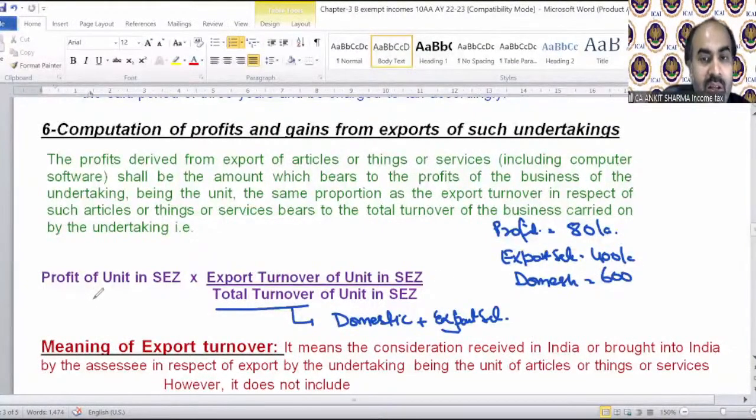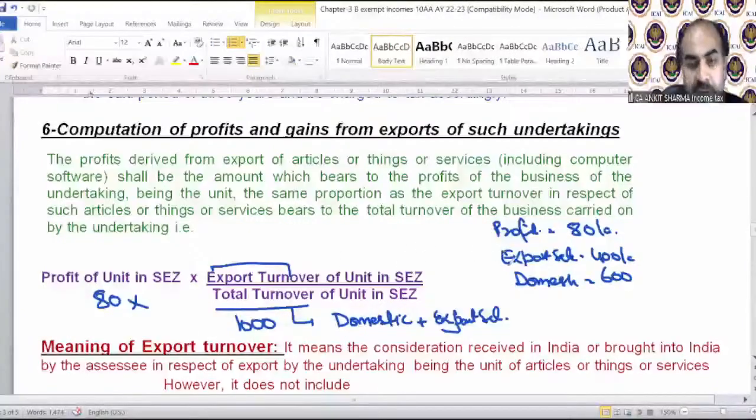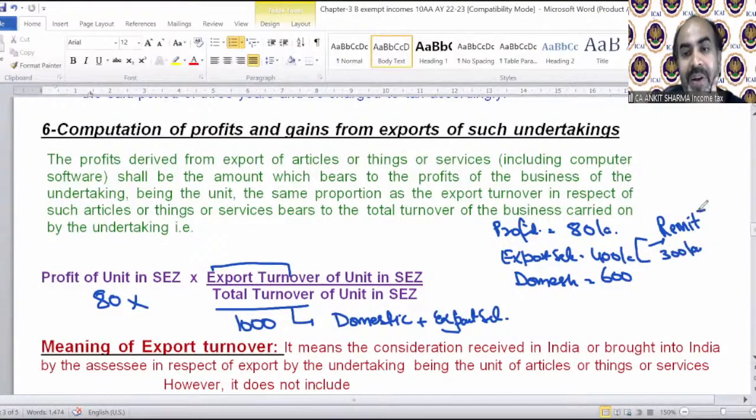So in the formula, this is called profit, 80 lakh, into... Now export turnover is a different term. Export sale is different. Total turnover will be 1000 as per the formula. But export turnover and export sales are different terms. Export turnover means whatever amount you have remitted out of your export sale. You sold 400 lakh rupees of export on credit basis, and you received only 300 lakh remitted into India.